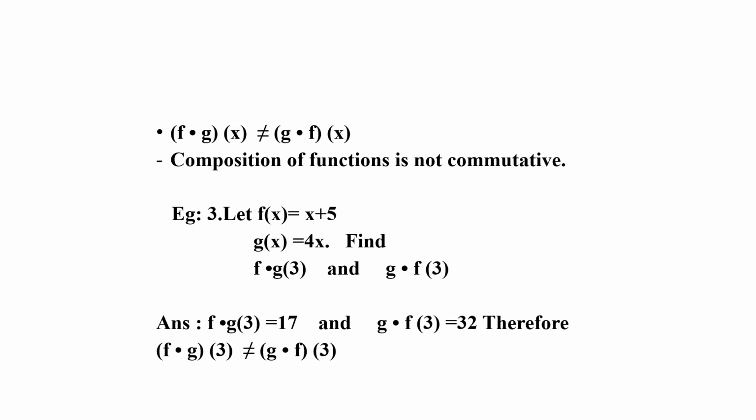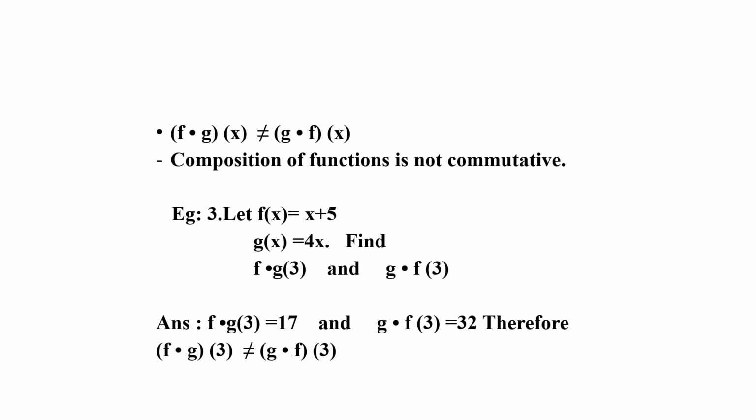Now we can say that composition of functions is not commutative. If a plus b is equal to b plus a, we can say that addition is commutative. But in the case of functions, composition of functions is not commutative. We can prove that using another example. Let f of x equal to x plus 5 and g of x equal to 4x.